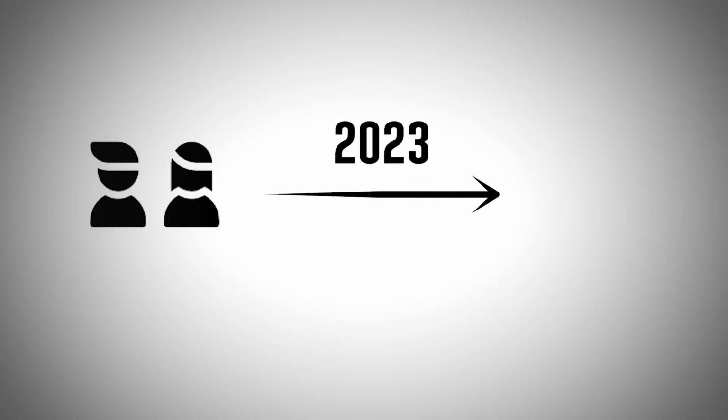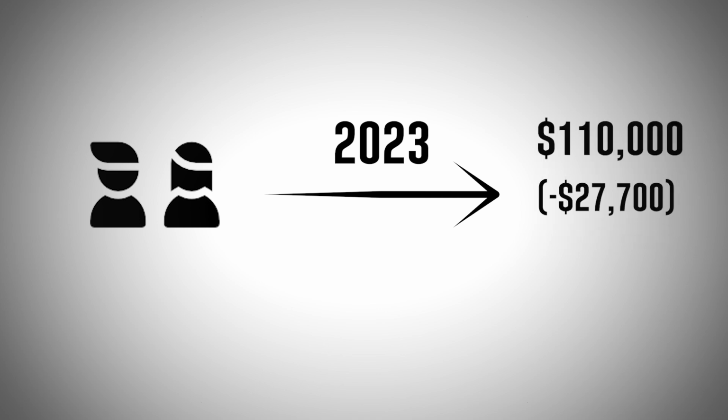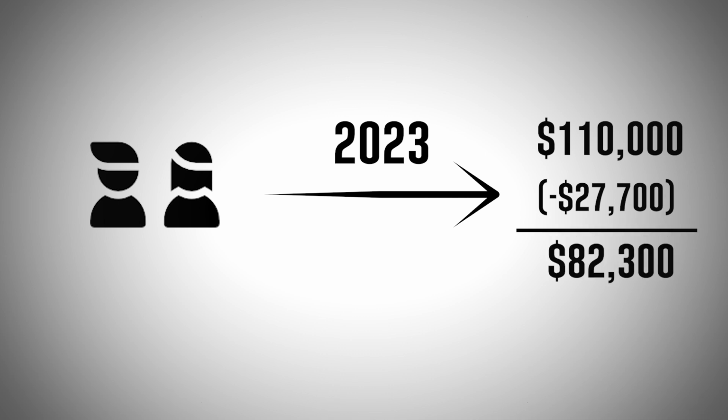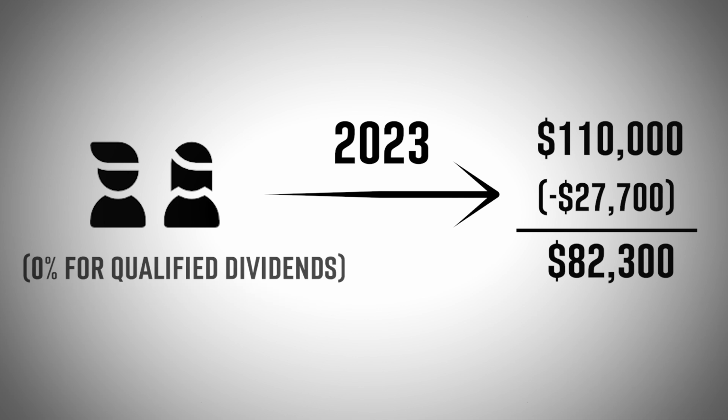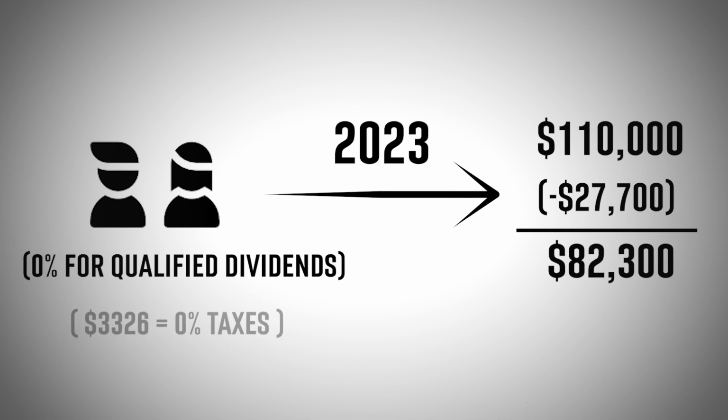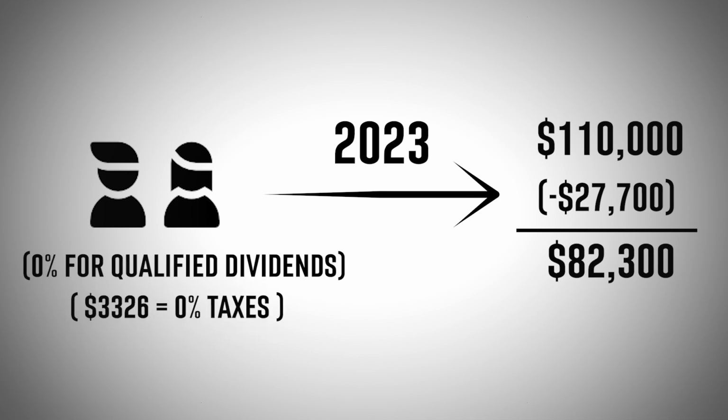Now, I'm obviously not a tax expert, but if you were married filing jointly for the year of 2023, you could get a standard deduction of $27,700. If you subtract that from your total income, that would be $82,300 for the year, and that would put you in the tax bracket of paying 0% for qualified dividends, which means on your $3,326 of dividend income, you would have paid zero taxes on it.